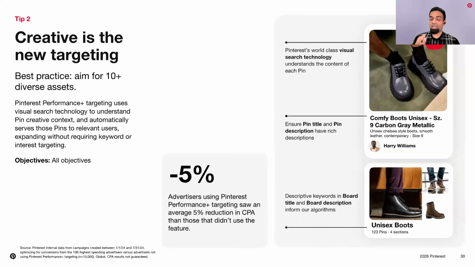Beyond automation, the second best practice is creative is your primary lever for targeting. Our visual search technology works best when it quickly understands your pins, matches those to relevant users thereafter. So, as a best practice, aim for 10 or more diverse assets per campaign. And by diverse, we don't mean uploading 10 images of the same shoe, right? Try uploading a mix of shoes, shirts, accessories, lifestyle shots, product shots. The more variety that you give the system, the more it can test and learn to match the right visual to the right user.